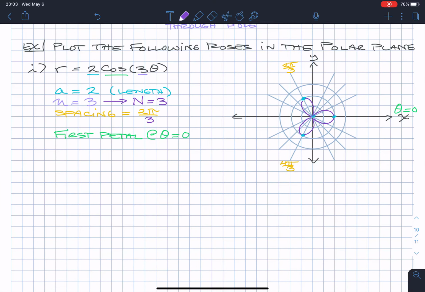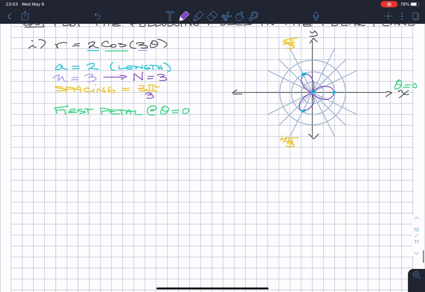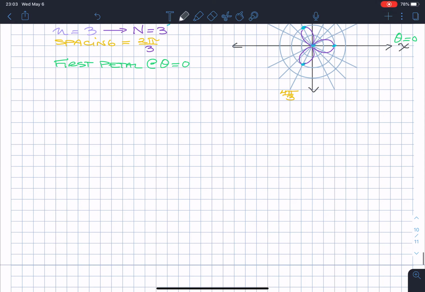Okay, so hopefully that's easier to see. Like I said, I'll use a lighter color in the next example. Okay, so number 2. Let's do r is equal to 5 times cosine of 2 theta. So in this case, the petal length A is 5.